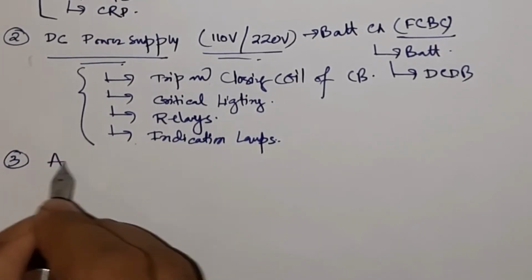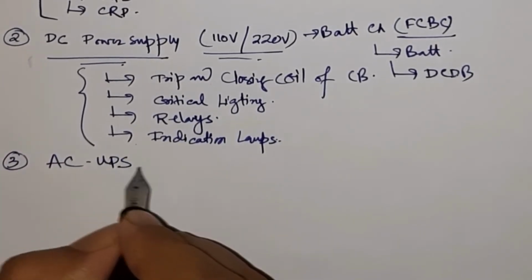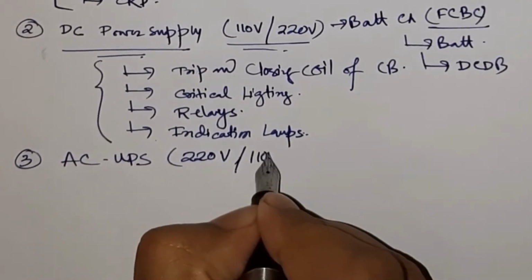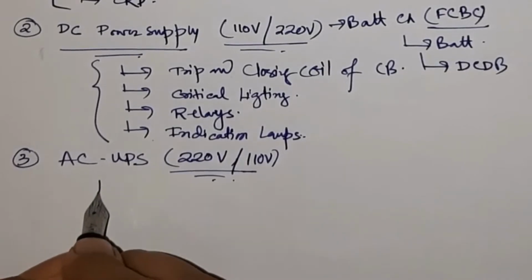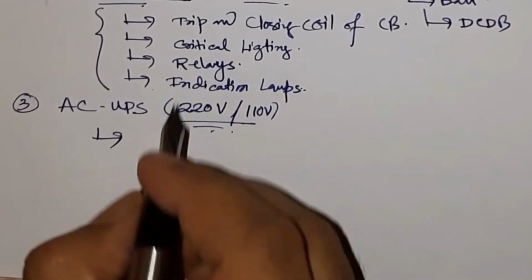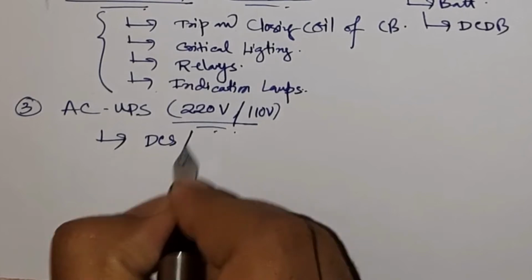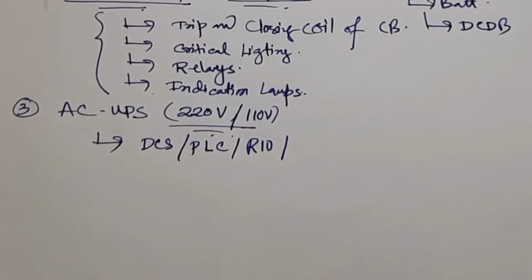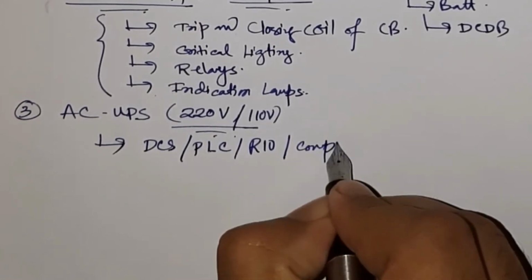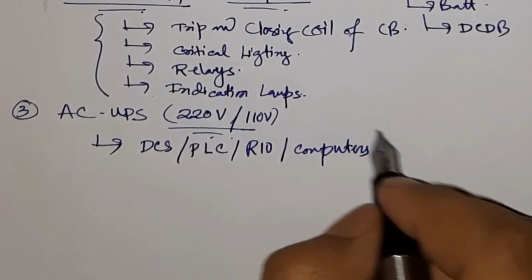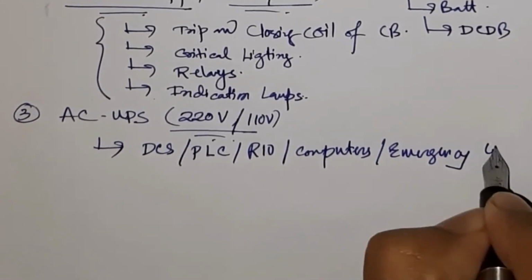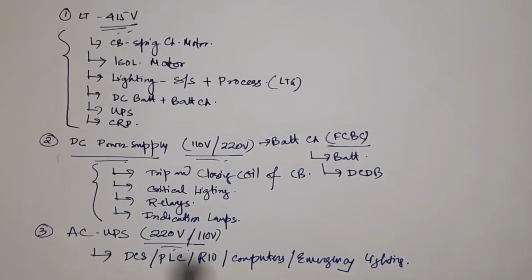AC UPS system is the third type of auxiliary power you will be required. AC UPS system can be of 220 volt or 110 volt. Both types are available. So where these are used: DCS, PLC, RIO panel, computers, and emergency lighting. So these are the major uses of the AC UPS system.